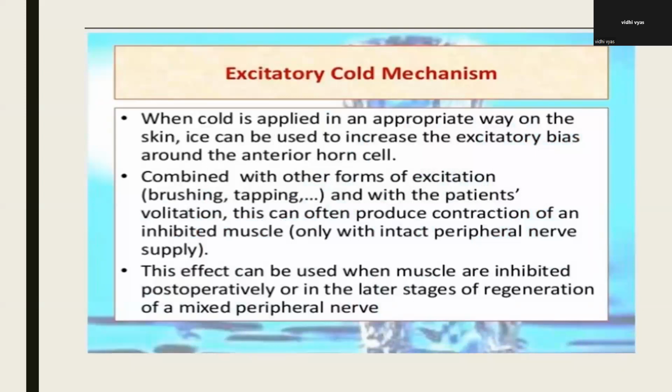Excitatory cold mechanism. When cold is applied in an appropriate way on the skin, ice can be used to increase the excitatory bias around the anterior horn cell. Combined with other forms of excitation, brushing and tapping, and with the patient's volition, this can often produce contraction of an inhibited muscle, only with intact peripheral nerve supply. This effect can be used when muscles are inhibited postoperatively or in the later stage of regeneration of a mixed peripheral nerve.